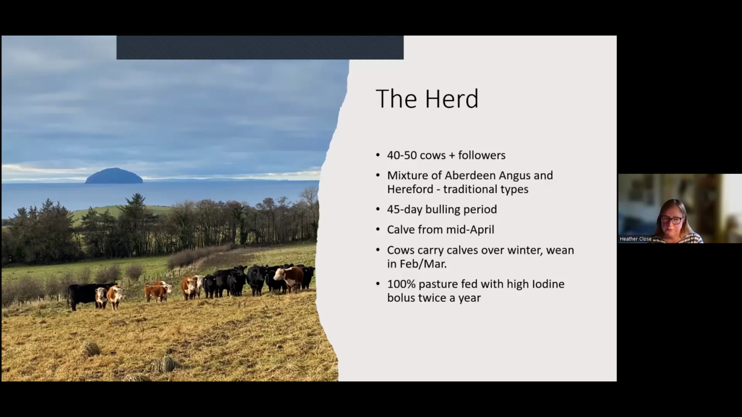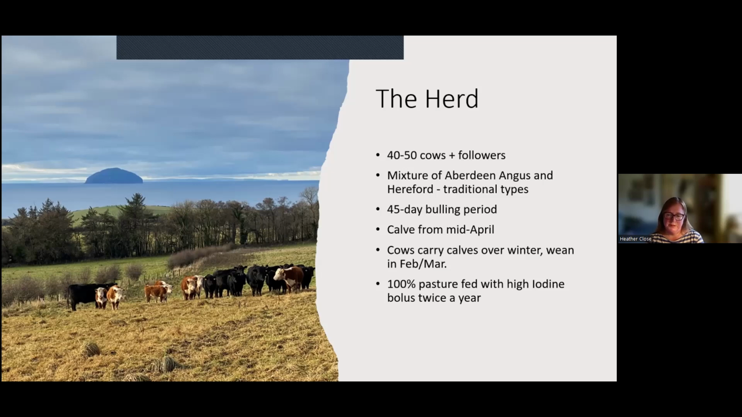We calve from mid-April, which is a bit earlier than Nikki, but we're a bit further south, as you could see on the map. Our cows carry the calves over winter, and we wean them. I keep trying to get to March, but it's generally the end of February. We notice that some of the cows have already started kicking off their calves by then, because they start calving in mid-April, especially the younger ones.